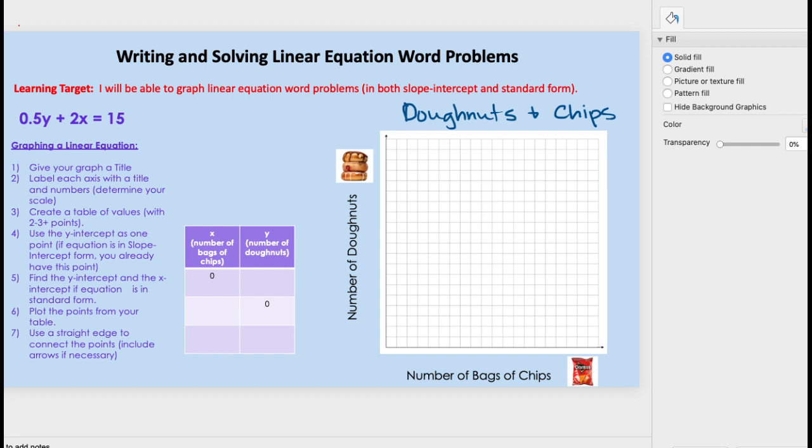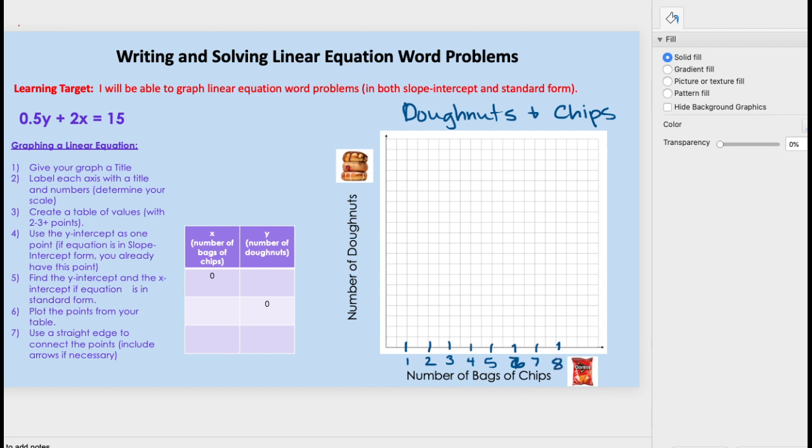So let's start with the chips, which is X. Since chips are a little bit more expensive and I only have $15 to spend, I'm not going to worry about trying to fit as many numbers on the x-axis. So I'm going to count every two marks as one bag of chips. So I'm counting every two little marks here, and I'm labeling as I go. Oops, that should be a 6. Chips are a little bit more expensive because they're $2 each.